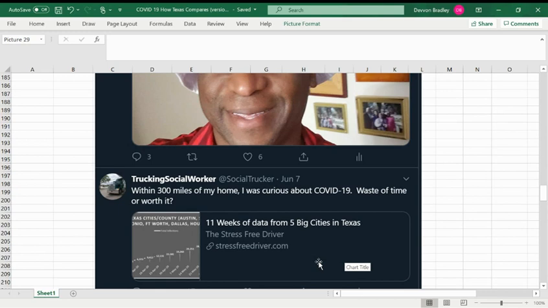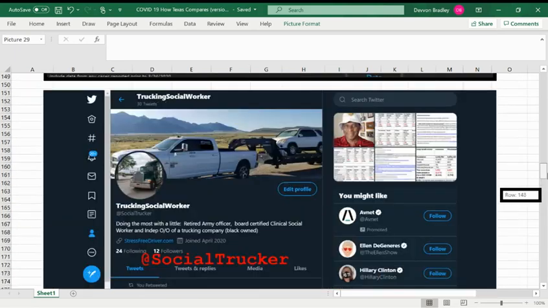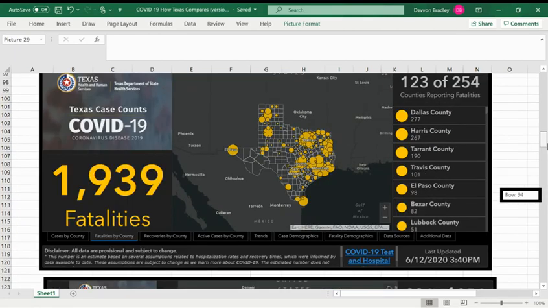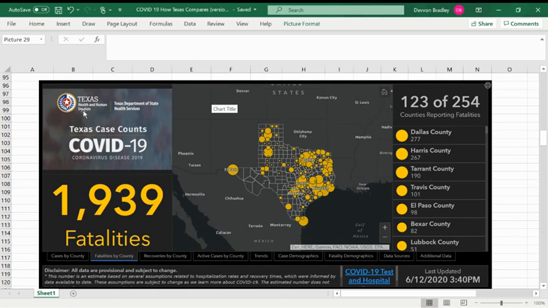So, 12 weeks ago, on March 26th, I started collecting data from within 300 miles of my home. That's five big cities, five big counties in Texas. I was getting the information from this website, which is Texas Health and Human Services. This is an Excel sheet, by the way, and these are just pictures. But this is a picture of the website, Texas Health and Human Services, Texas Department of State Health Services.